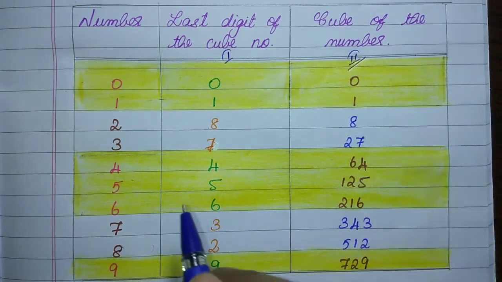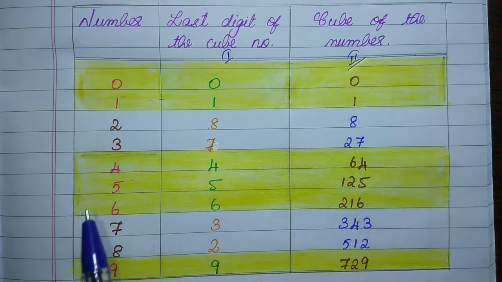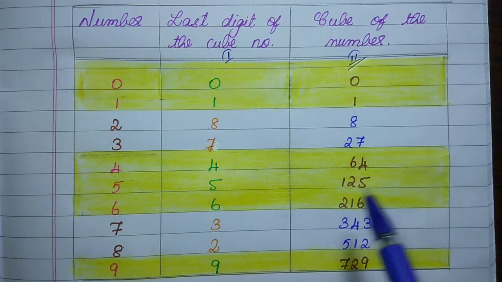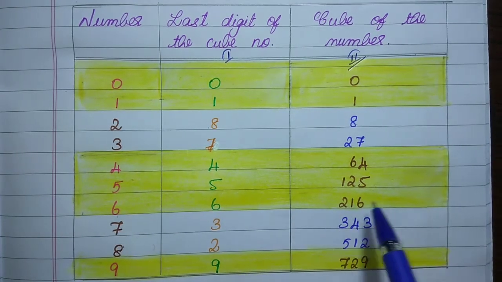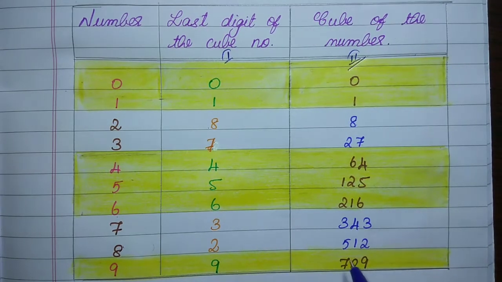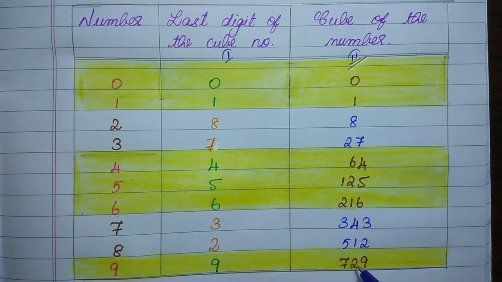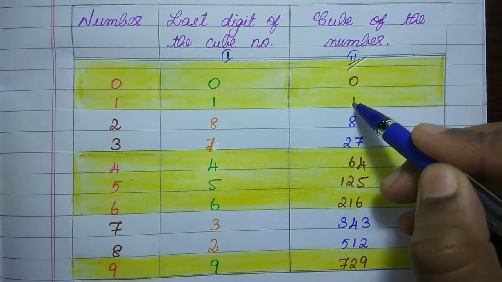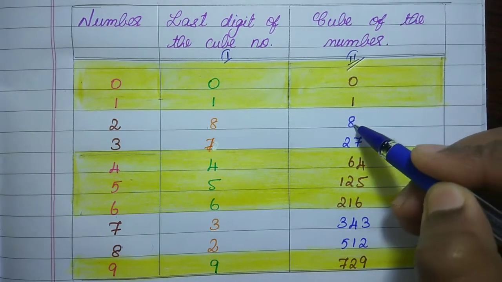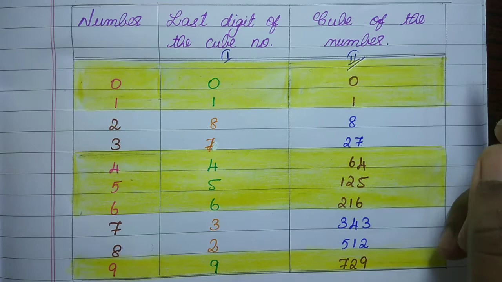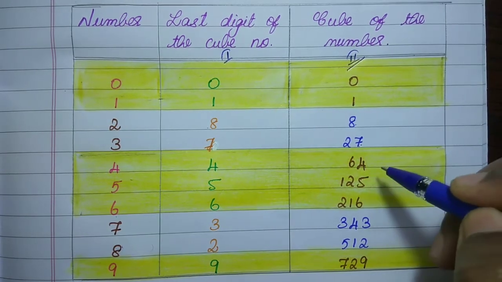Okay, so just remember, for 2 it is 8, for 3, 27, for 4, 64, for 5, 125, for 6, 216, for 7, 343, for 8, 512, and for 9 it is 729. So see, for one digit numbers we have 1, 0, 1 and 8. For two digit numbers we have from 27 only, 27 and 64.